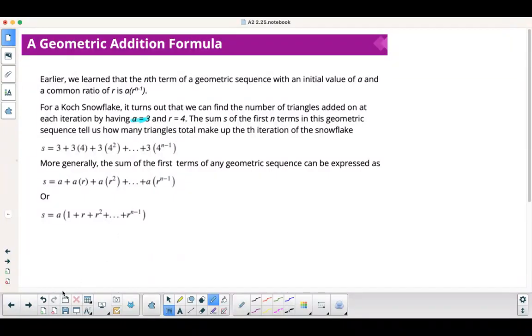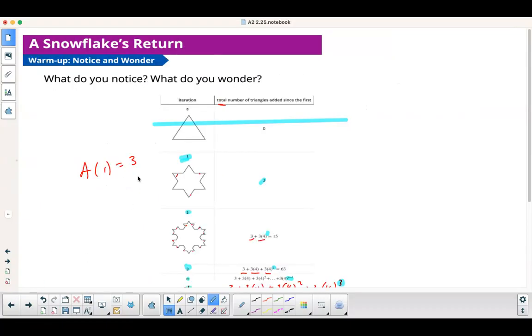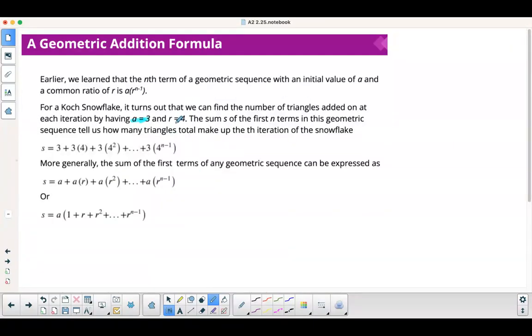And then r is your common ratio. It's like you're multiplying by 4. Because if you look here, I added how many total triangles? I added 12 more. So it's like my first term was 3, and then my next term was 12. It's like I multiplied by 4. And then the third one, it's almost like I'm multiplying by 4 again. I get the 48. Okay, so that's where it comes from. So 4 is your common ratio.